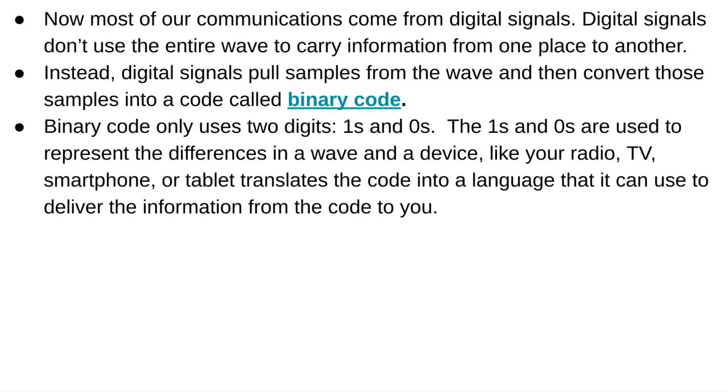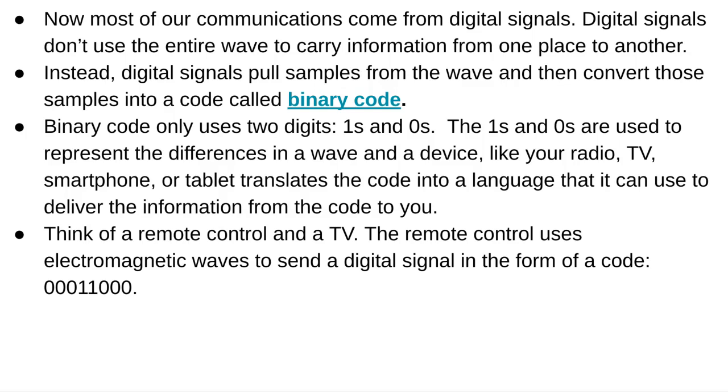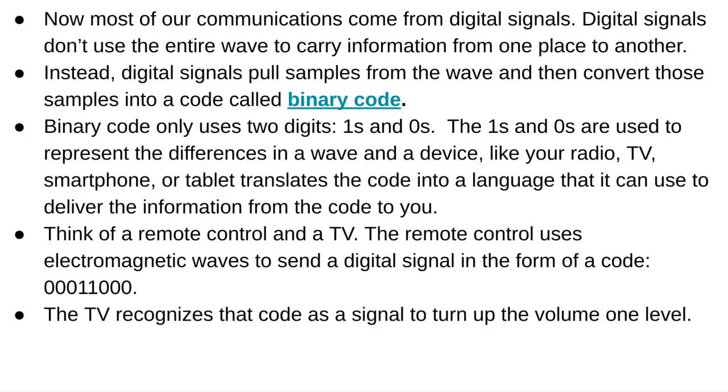The ones and zeros are used to represent the differences in a wave and a device, like your radio, TV, smartphone, or tablet, which translates the code into a language that it can use to deliver the information from the code to you. Think of a remote control on a TV. The remote control uses electromagnetic waves to send a digital signal in the form of a code like 000110000 to your television.